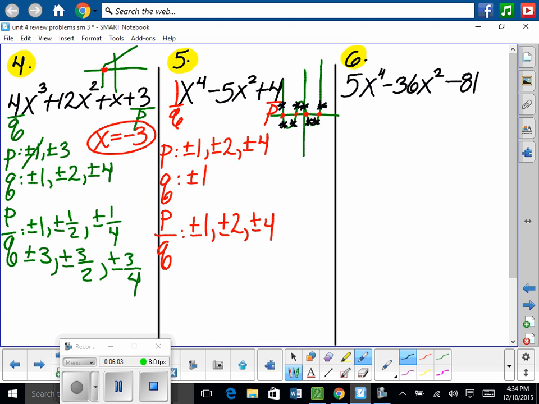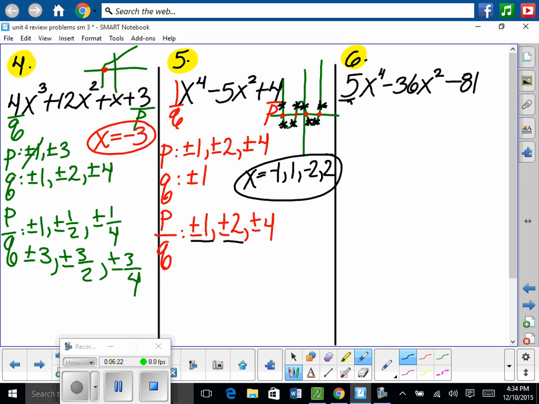So if you do that, you get x is equal to -1, x is equal to 1, x is equal to -2, and x is equal to 2. And it makes sense because that was in our possibilities, so we've done this correctly. Okay, same thing here. Now this one's huge.